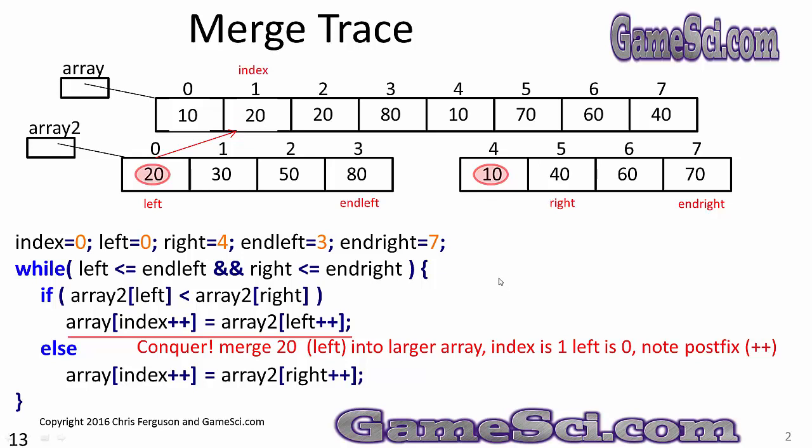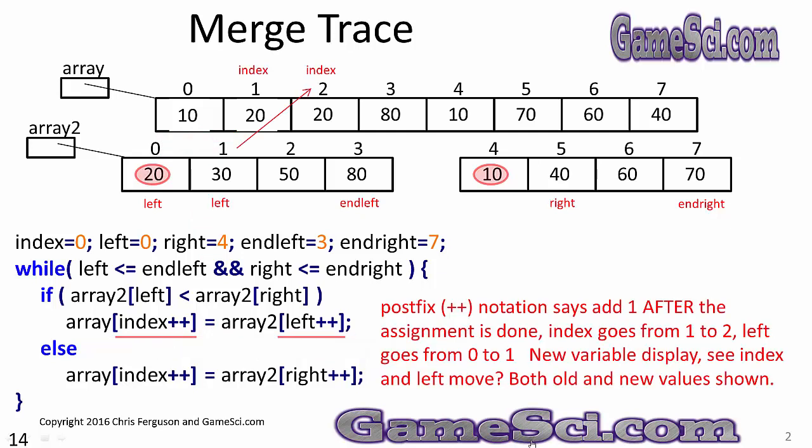Once again, notice the postfix plus plus. I'm going to move the 20 before I ever add 1 to index or left. The postfix plus plus notation says add 1 after the assignment is done. Index moves from 1 to 2. The left goes from 0 to 1. Notice the new variable display. Index has moved to the next position. Left has moved to the next. Just temporarily, I'm showing you the old value of left. And just temporarily, I'm showing you the old value of index.